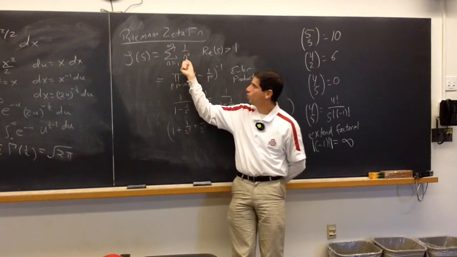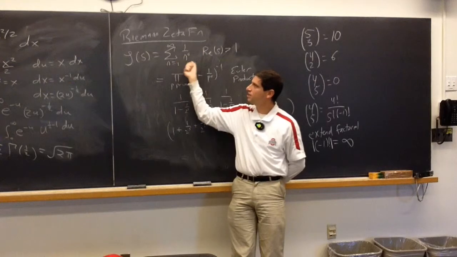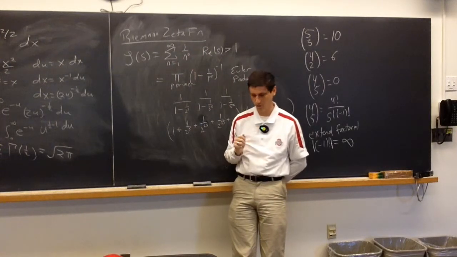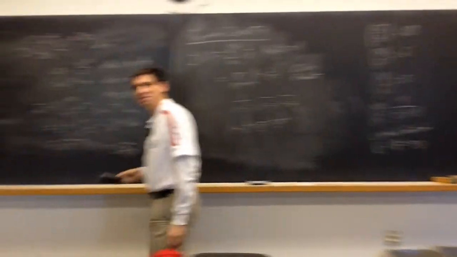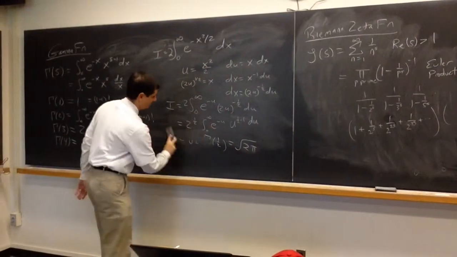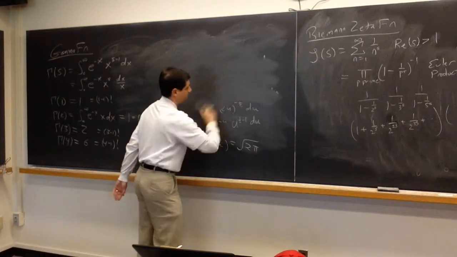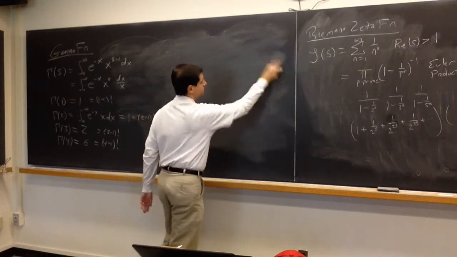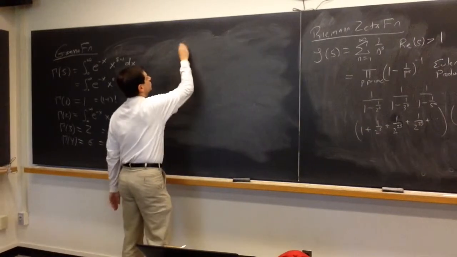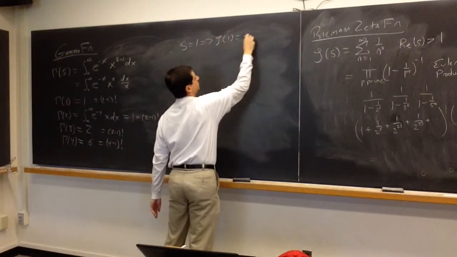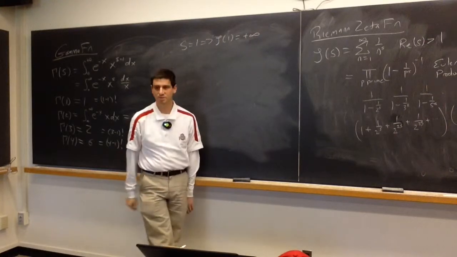So what's a value of s where we understand this sum? 2. Okay? There's usually a value they say before 2. 1. So when you take s equals 1, you get the harmonic series. And so s equals 1, zeta of 1 is plus infinity. There must be infinitely many primes.